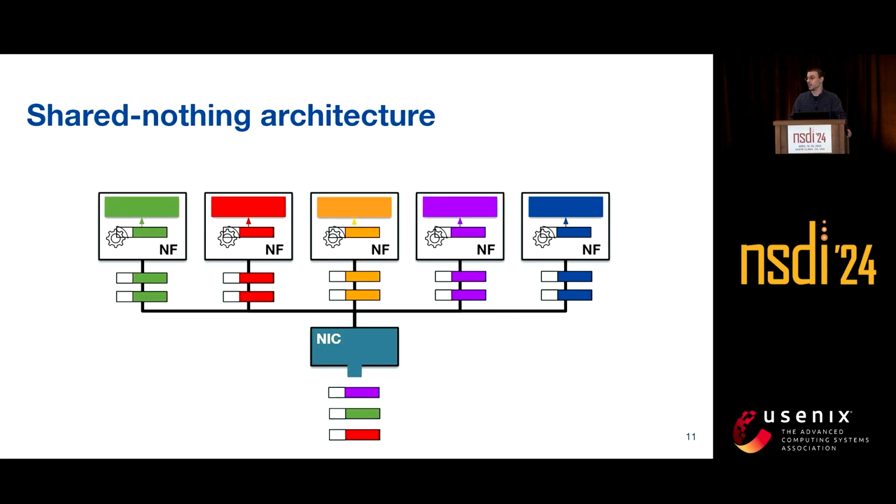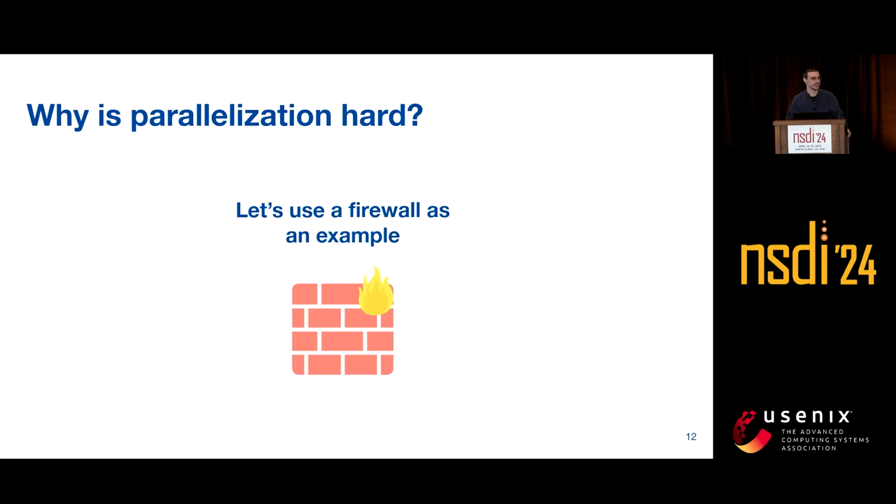What we want to do is find a way to carefully partition traffic among cores so that every packet finds the state that it needs on that local core, and therefore cores have no need to share state amongst themselves, and therefore no need for synchronization. But this is easier said than done. Actually, parallelization is a very hard thing to do.